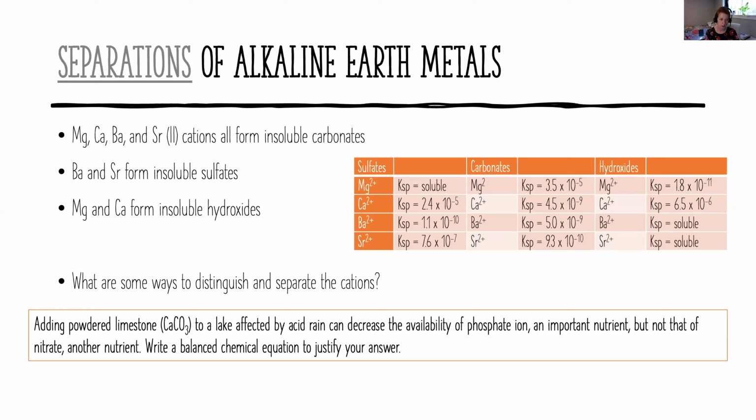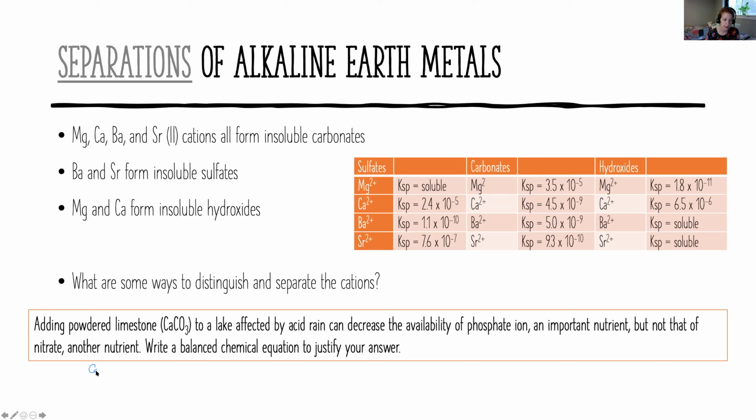So here is a question that you should think about. If you add powdered limestone to a lake affected by acid rain, this can decrease the availability of phosphate ion, which is an important nutrient, but not that of nitrate, another nutrient. What would be the balanced chemical equation to justify your answer as to why this is true? So let's think about that for a minute. We've got acid rain, and we've got phosphate, and we've got nitrate. So I'm going to annotate this a little bit.